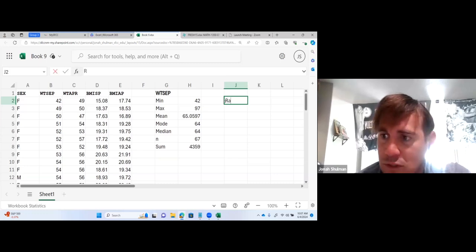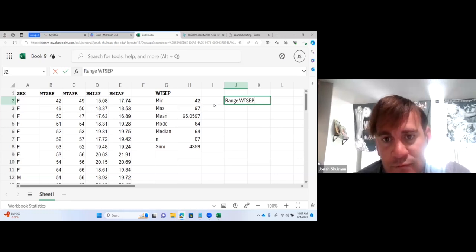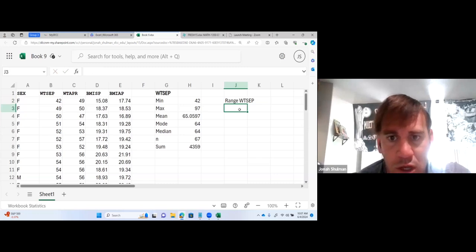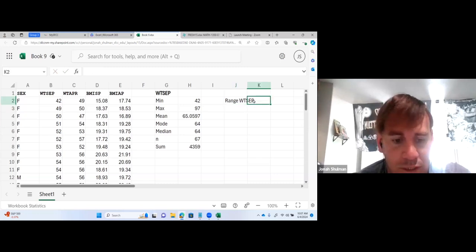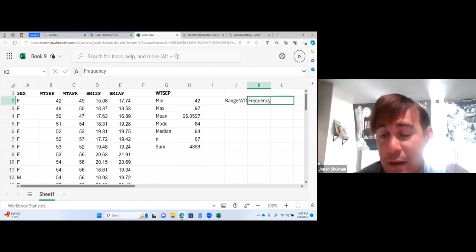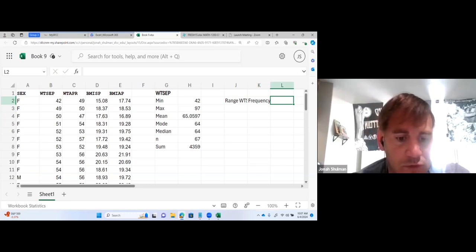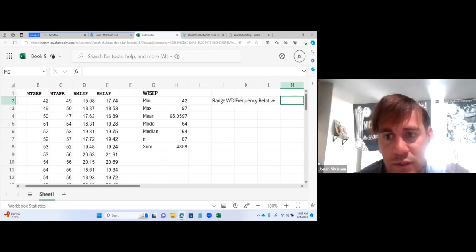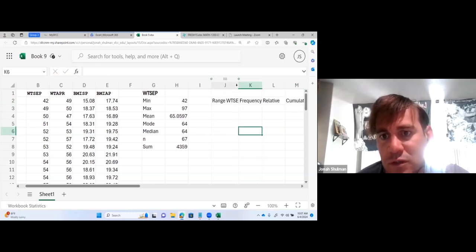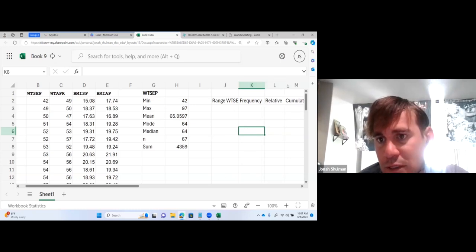So to make one, I'm just going to do range of WTSP. I know I'm going from 42 to 97, so I'll make a little range. And then we're going to just type in frequency, which is the amount of each. I'm going to do a relative frequency. I'll do a relative and I'll do a cumulative. And I'll show you how to do it on here. And then I'll show you by hand as we go through the ones. But I just thought this would be a good thing. Well, if I double click this, they'll be like perfect sizes. Isn't that cool?